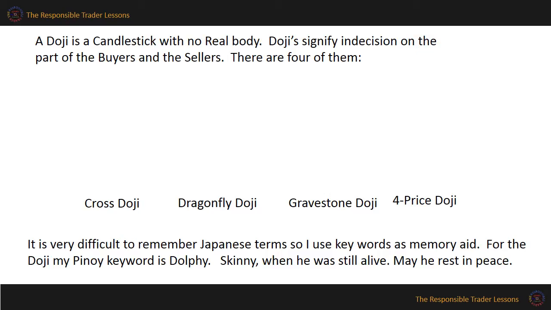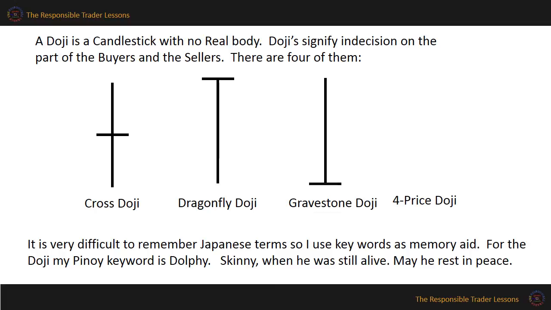A doji is a candlestick with no real body. Dojis signify indecision on the part of the buyers and the sellers. There are four of them. We have the cross doji, the dragonfly doji, the gravestone doji, and as what you've seen in the first slide, the four-price doji.